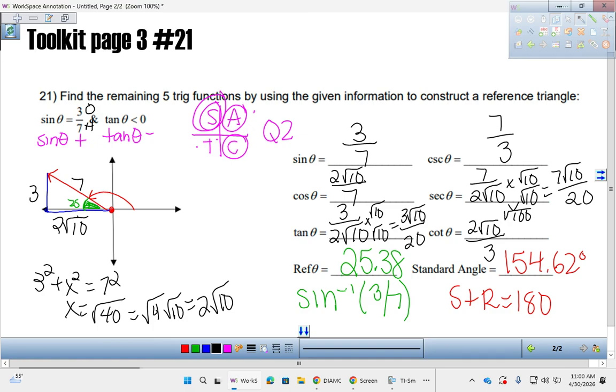All students take calculus. In quadrant 2, sine is positive, cosine is negative, tangent is negative. So sine's positive, these should be negative. So when I said, did I miss something? I missed something. Because I have that cosine is positive 2 root 10 over 7. And I have tangent is positive 3 root 10 over 20. I missed a negative somewhere. Where's the negative go? This is to the left, right? So if this were a coordinate point, it would be negative x, positive y. This should have a negative sign on it.